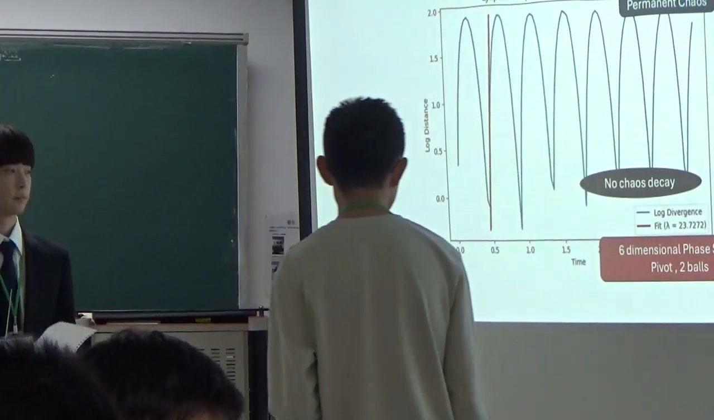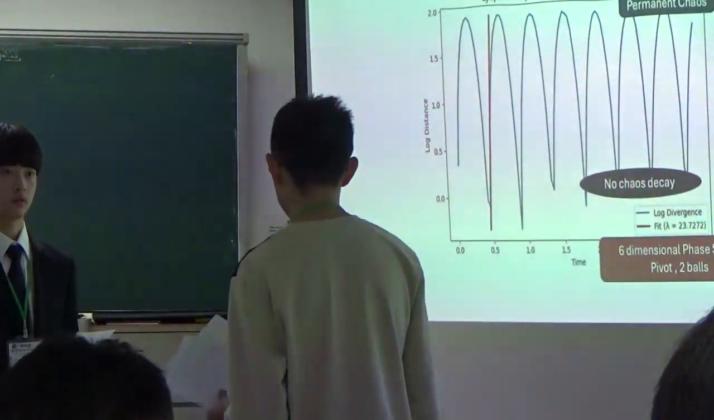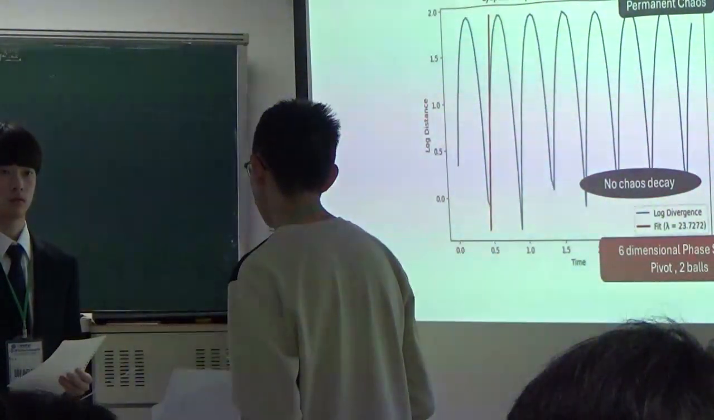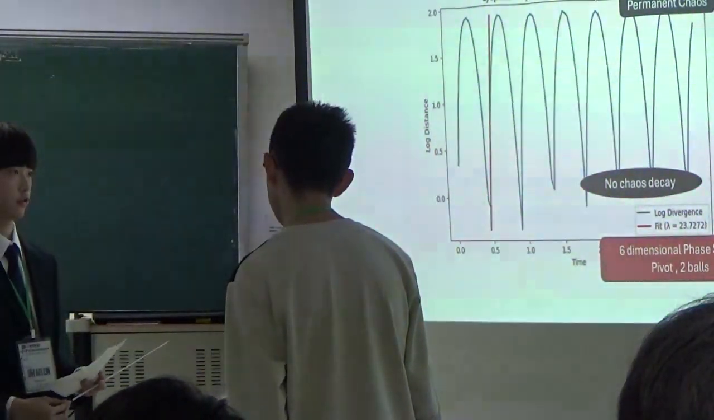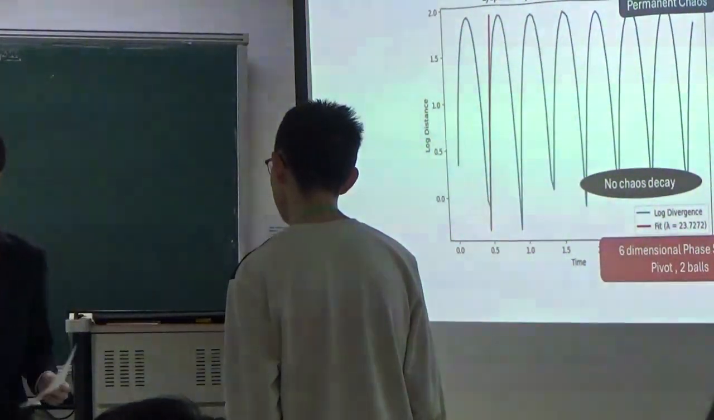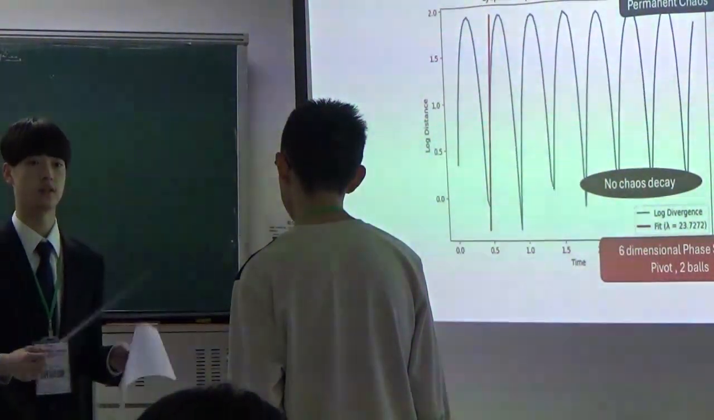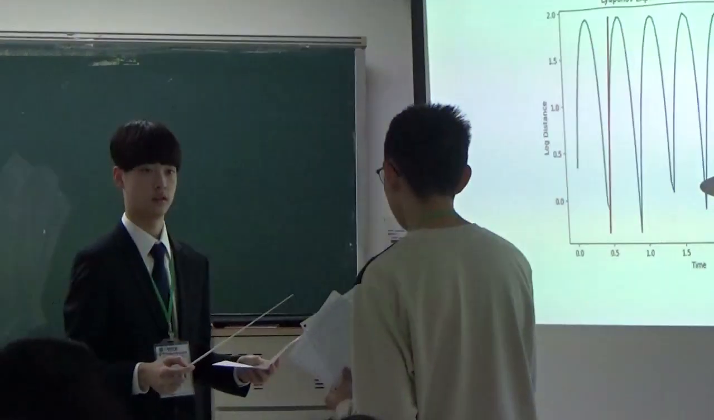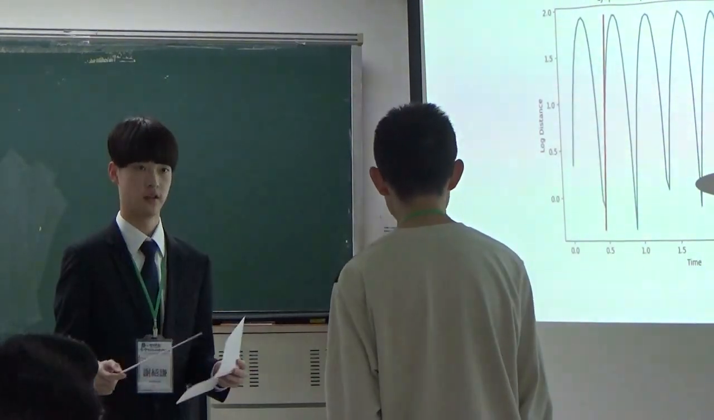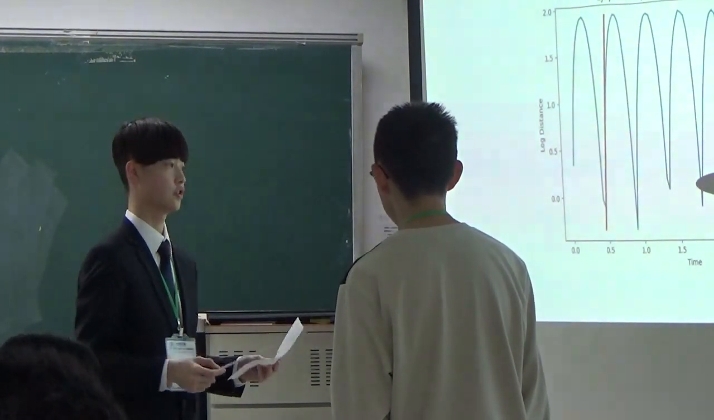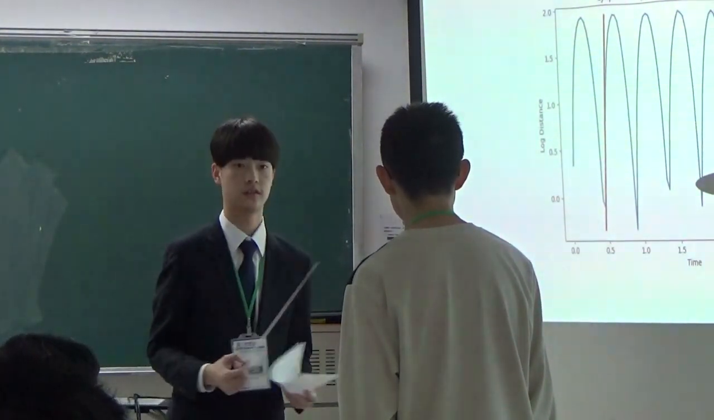So you said that you analyzed the 6-dimensional phase space. Would you like to add acceleration into the dimensional space to analyze it more? Actually, the six dimensions are the position and velocity of the two balls, and also the position and velocity of the pivot. So I haven't put acceleration into this for further inquiry.